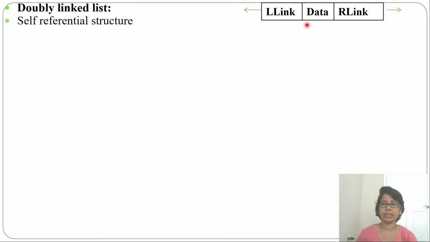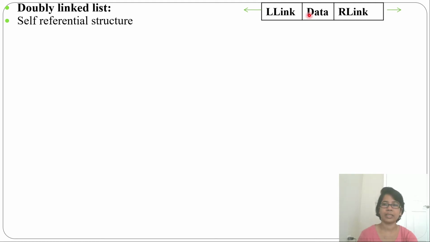A doubly linked list takes more memory than the single linked list because here we store the left link, the right link, and the data, so it stores three times the size. Next is the self-referential structure of a doubly linked list.